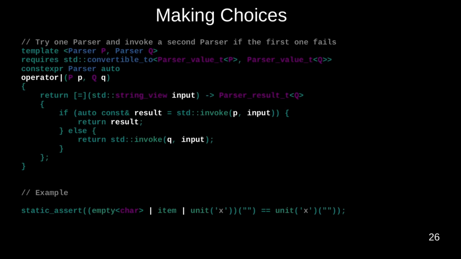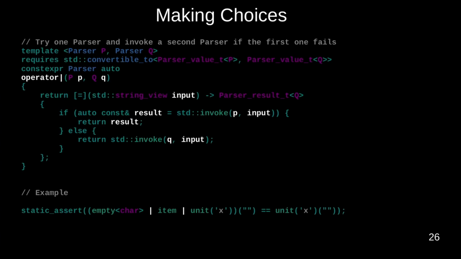So why is it a binary operator? Well, because it's a binary operation. It takes two parsers, it also returns a parser, so you could actually string those along if you have multiple things you want to try. So if you combine empty of char with item and unit of x, it's very handy to have an infix operator here.